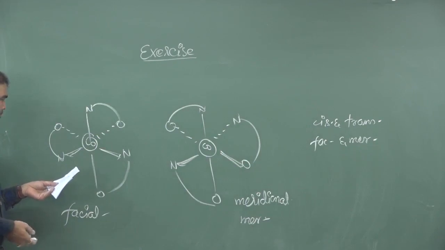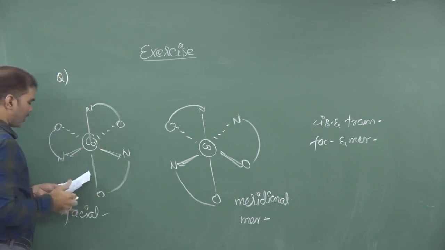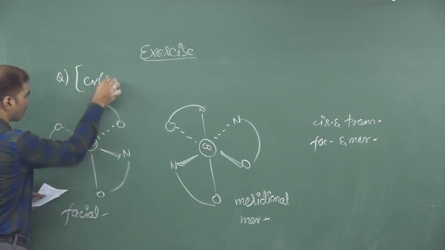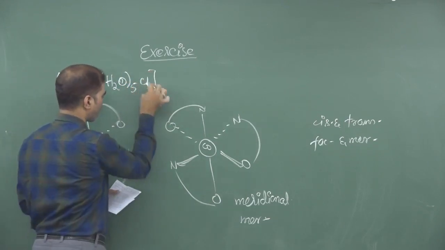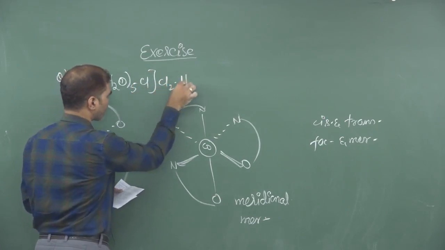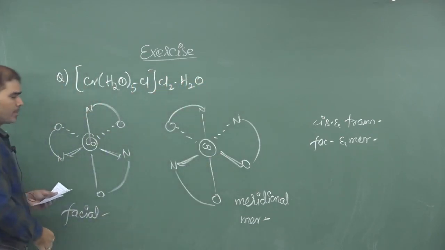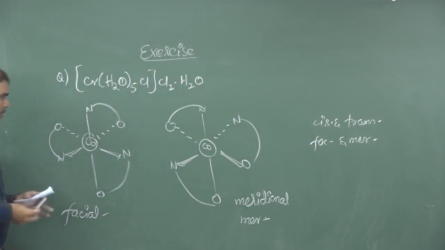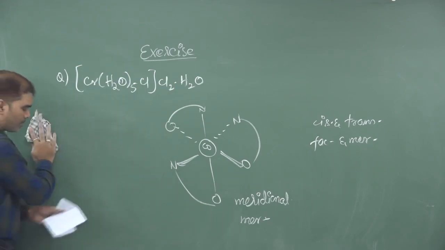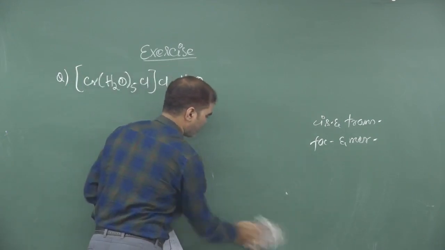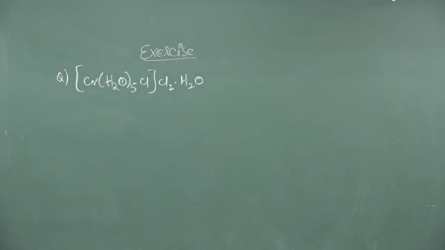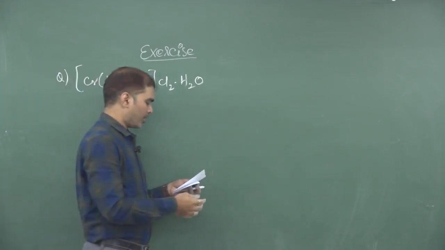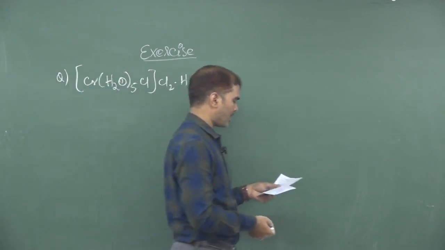Okay, coming to the next question. 1 gram of [Cr(H2O)5Cl]Cl2·H2O was passed through a cation exchanger to produce HCl.